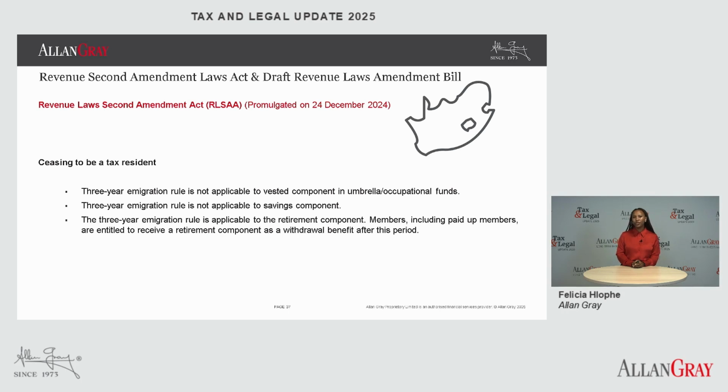So in other words, the 3-year immigration rule is not applicable to the vested components in the umbrella or occupational funds. The 3-year immigration rule is not applicable to the savings component. However, the 3-year immigration rule is applicable to the retirement component. Members, including paid-up members, are entitled to receive a retirement component as a withdrawal benefit only after this 3-year period.